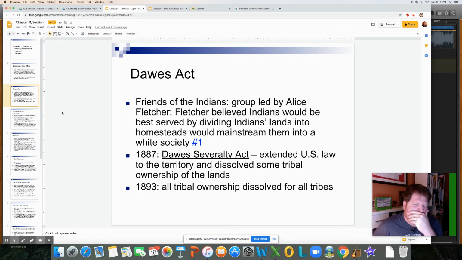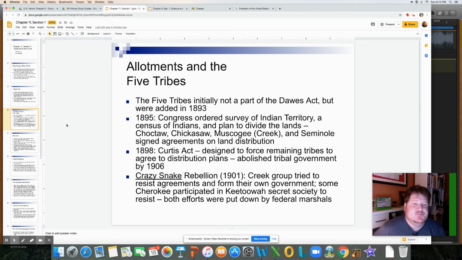And so in 1877, the Dawes Severalty Act extended U.S. law to the territory and dissolved some tribal ownership of the lands. And we see the answer number one is right here. Dividing lands into homesteads would mainstream them into white society. So by 1893, all tribal ownership dissolved for old tribes. We see allotments would be kind of put in place.